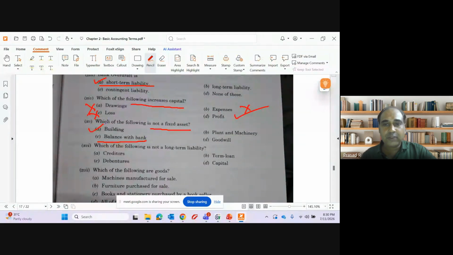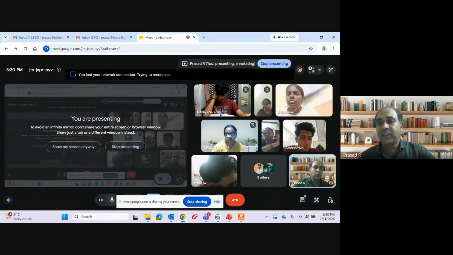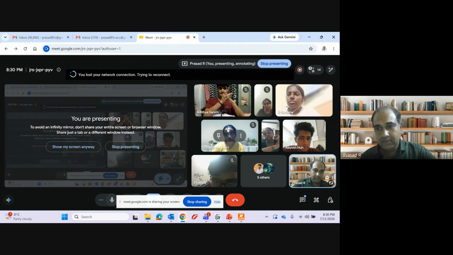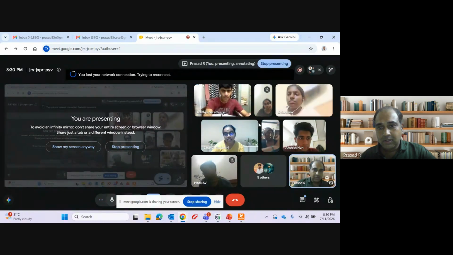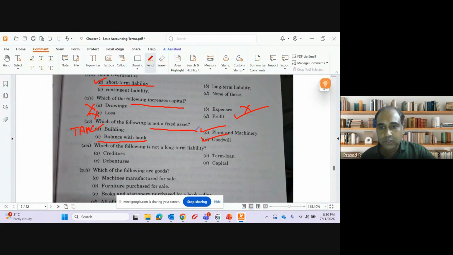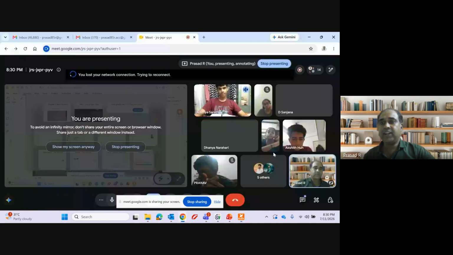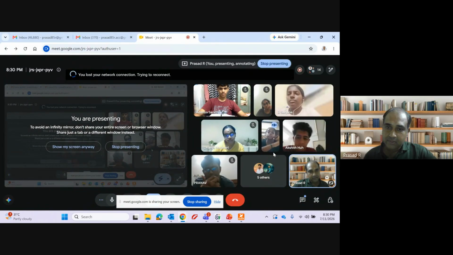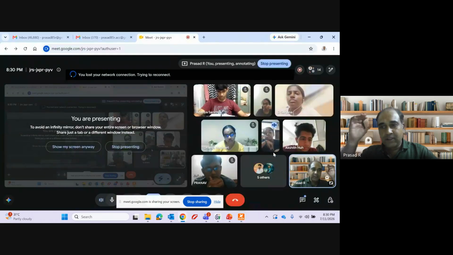So building, more than 1 year. Plant and machinery, more than 1 year. Goodwill, more than 1 year. Is goodwill intangible or tangible? Intangible. This is tangible, this is also tangible, and this is intangible.